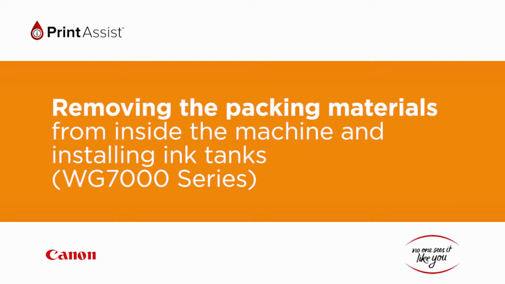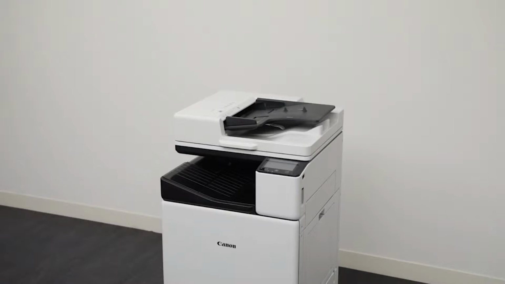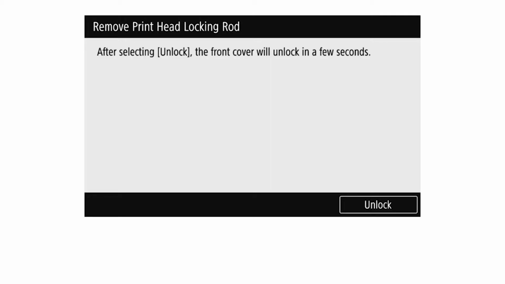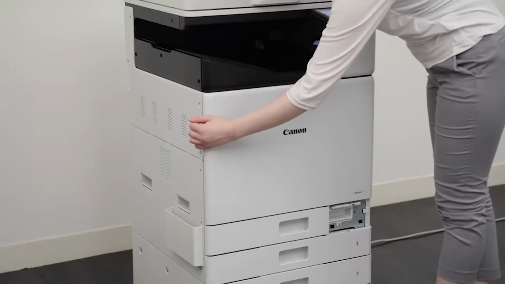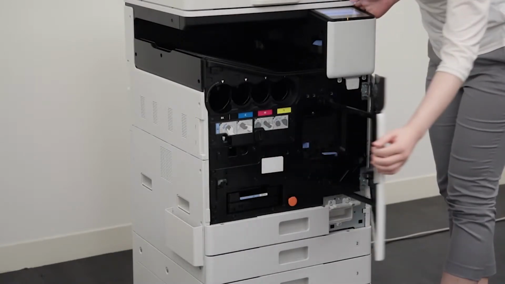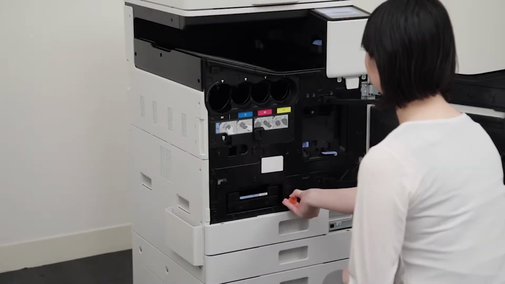In this video, we're going to show you how to remove the packaging materials from inside your machine and install the ink tanks. When the machine is first powered on, a setup guide will appear on the operations panel to help you set up the machine before asking if you would like to unlock the front cover. Select Unlock. Open the front cover here and remove the orange shipping lock pin.